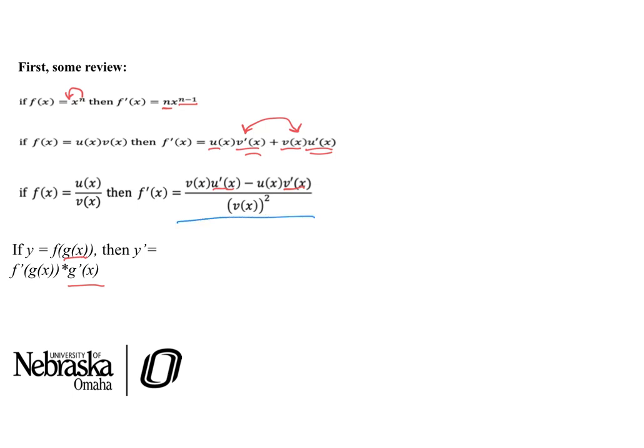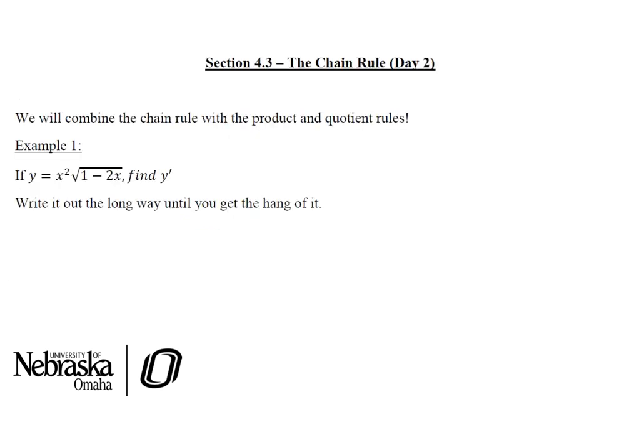Here it is right here. So we have the denominator times the derivative of the numerator minus the numerator times derivative of the denominator divided by the denominator squared. So we start with the denominator. So beginning on page 26, we have an example. It says if y equals x squared times the square root of 1 minus 2x, find the derivative of y.